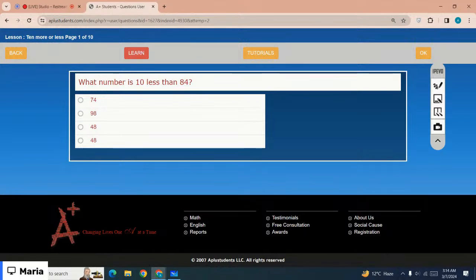10 less than 84 means you need to subtract 10 from 84, right? So just subtract 1 from the 10 digits. So 8 minus 1 is 7. So the number that is 10 less than 84 is 74. Option number 1 is the correct option, right?